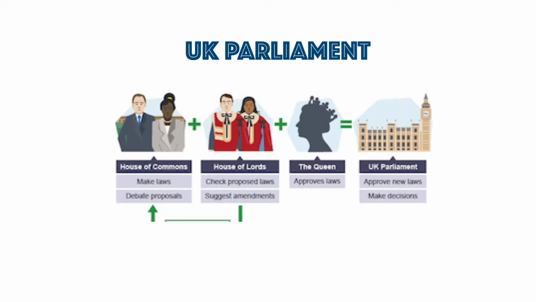So the UK Parliament is made up from the House of Commons, who are elected MPs, the House of Lords, who are unelected peers, and the Queen, who approves laws. However, today we're just going to focus on the House of Commons.